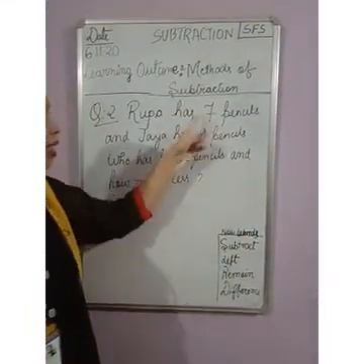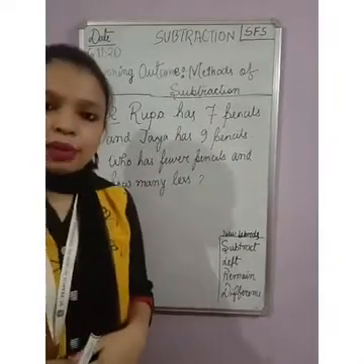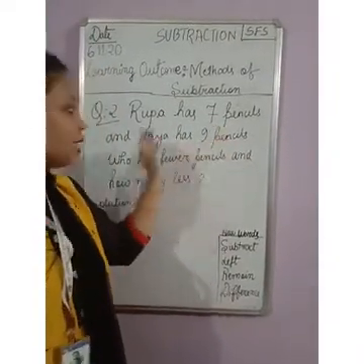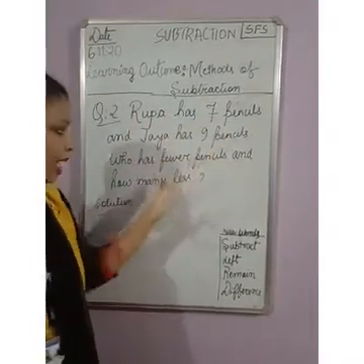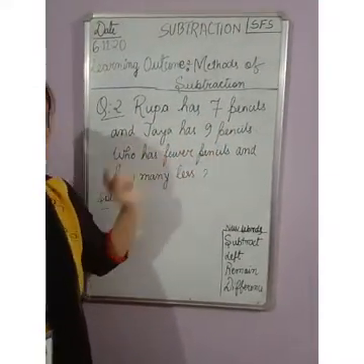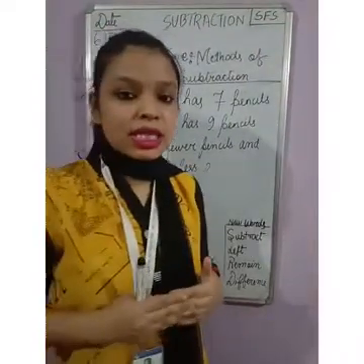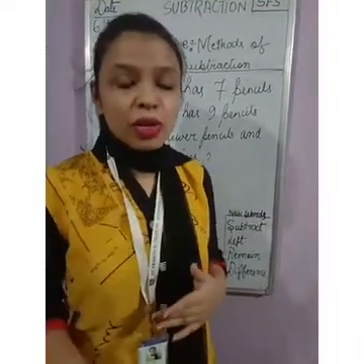Now out of 7 and 9, which is the smaller number here? The number 7 is smaller, isn't it? So that means Rupa has got fewer pencils than Jaya. And how many less? By how much is it less? So what you can do? We have to find using subtraction.